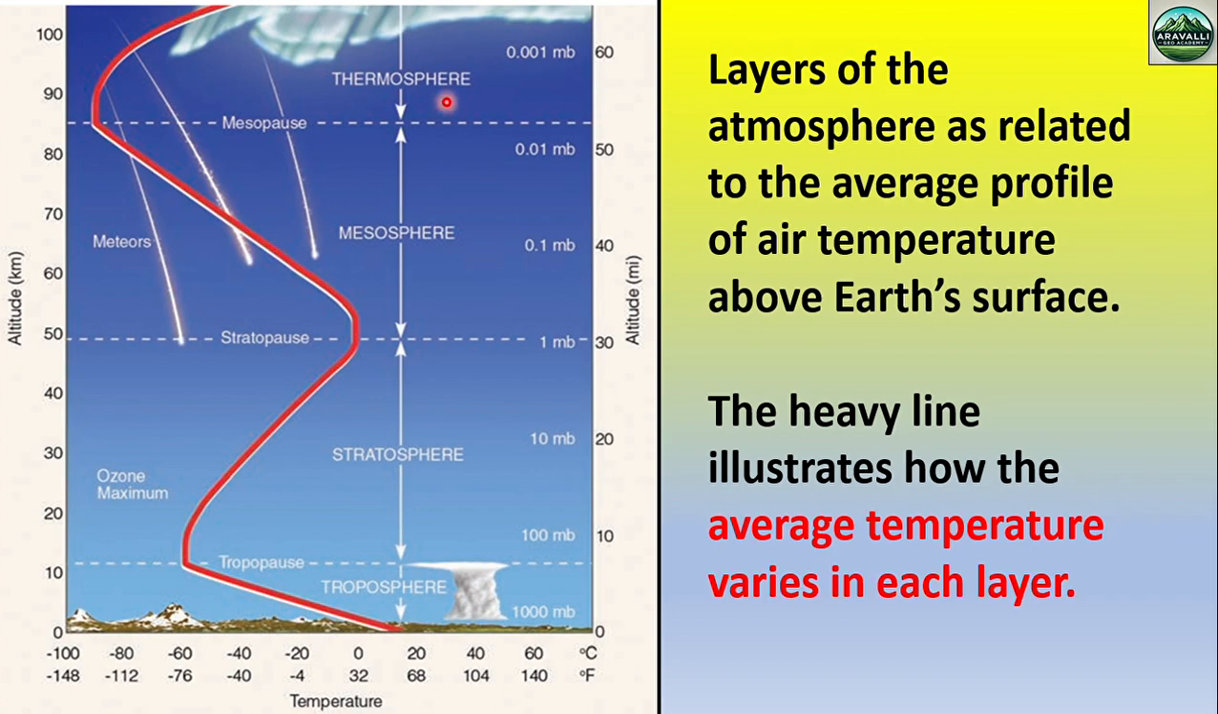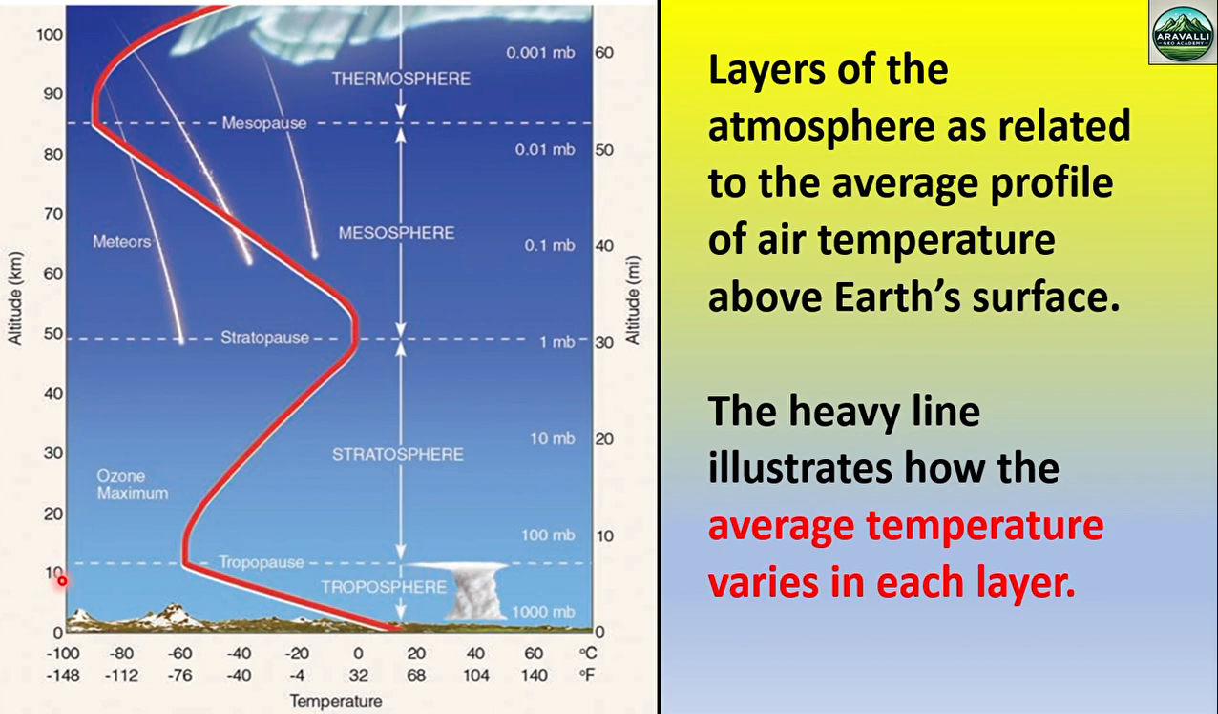Now focus on this part. What is this cloud-like part? This is the aurora. Aurora is present in the thermosphere. Remember this, we will also cover it through slides. Meteorites burn in the mesosphere layer, ozone is present in the stratosphere, and weather phenomena like cloud and rainfall are related to the troposphere.